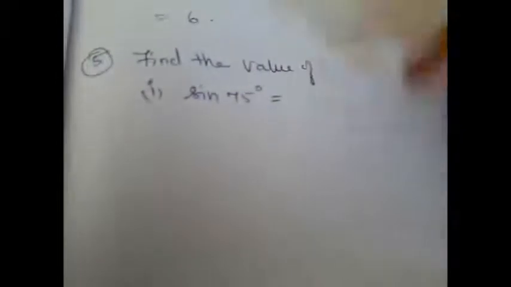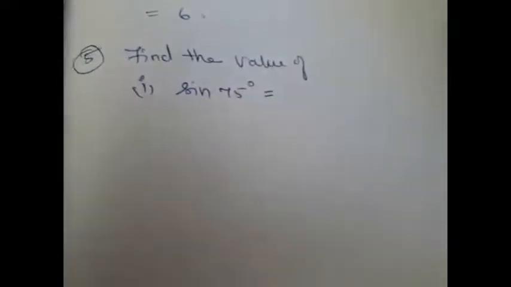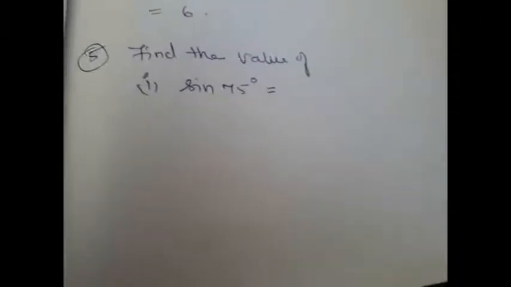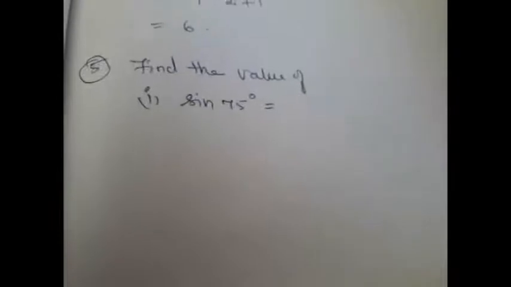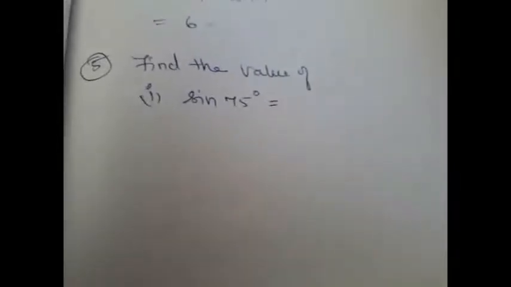Next question is find the value of sin 75. Again, if you see, 75 is not a standard angle. So try to express it either as a sum or difference of standard angles, or else try to express it as sine of 90 minus theta or 90 plus theta.